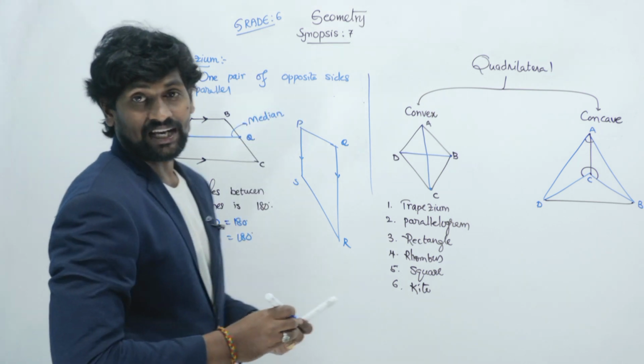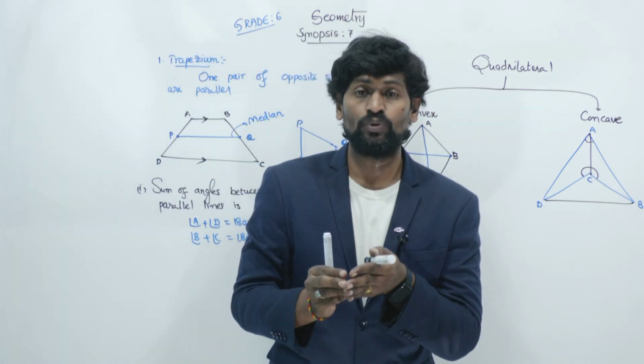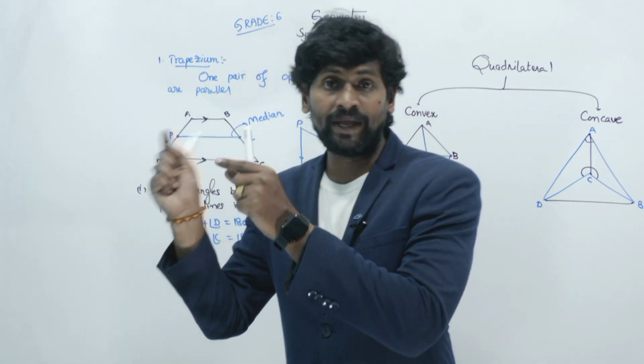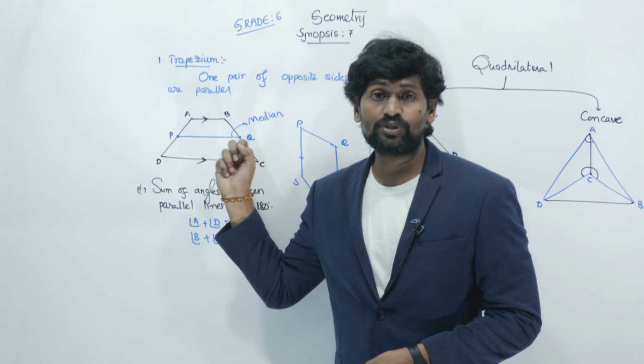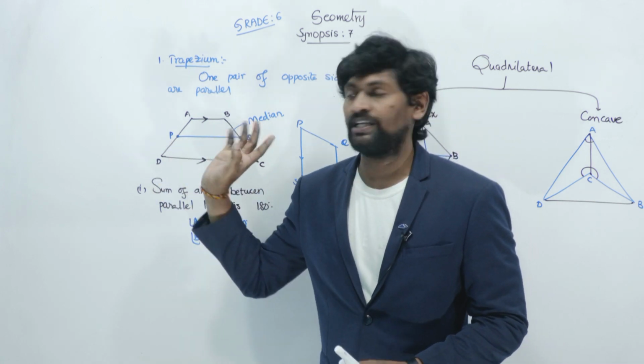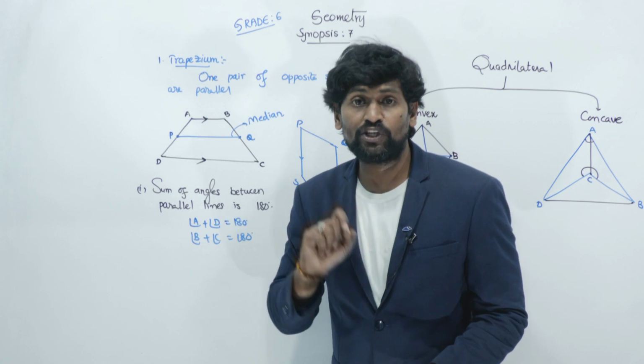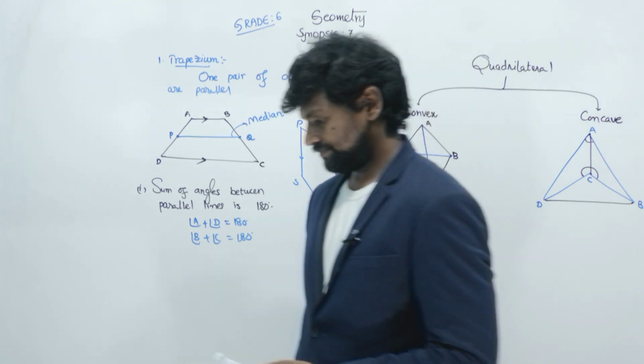That means the line segment which connects the midpoints of the non-parallel sides of a trapezium. These two are connected to the midpoints of the non-parallel sides of the trapezium. Then this line segment PQ is called the median of the trapezium. Okay?